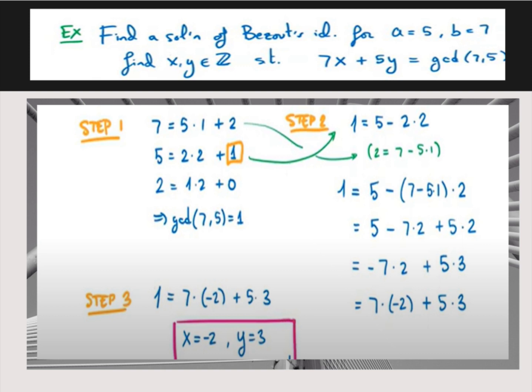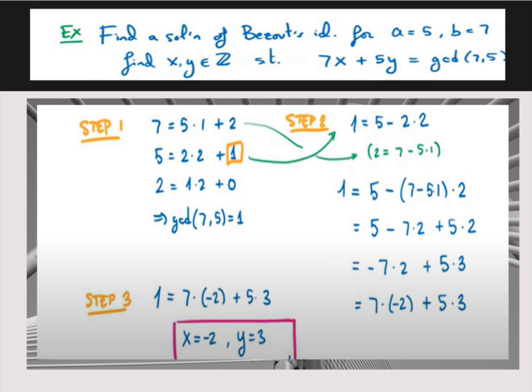Now, if we solve this one, we will be able to get the equation for the Bezout identity. 1 equals 5 minus, let's copy the 7 minus 5 times 1 here, for the 2 in this particular equation. Then afterwards, if we solve this one, we need to copy the 5 and then minus 7 times 2 plus 5 times 2, because if we multiply 7 times 2, that would be 7 times 2, and then plus, since it's 5 times 1, so it's 5 only, and then multiplied by 2, so that would be 5 times 2.